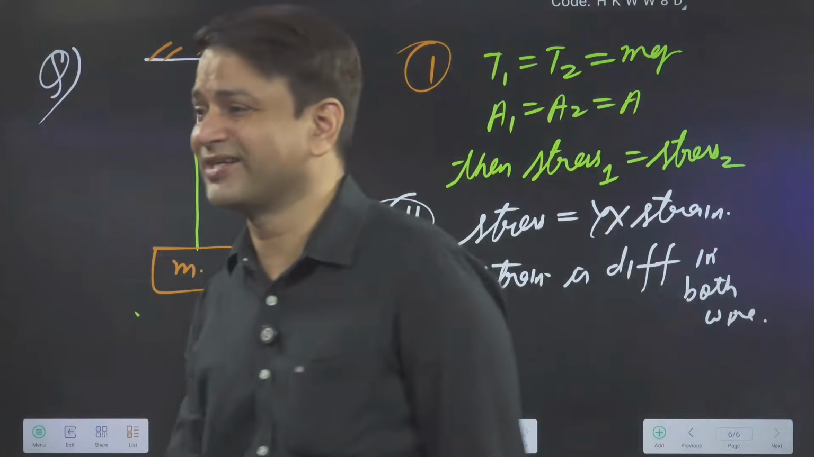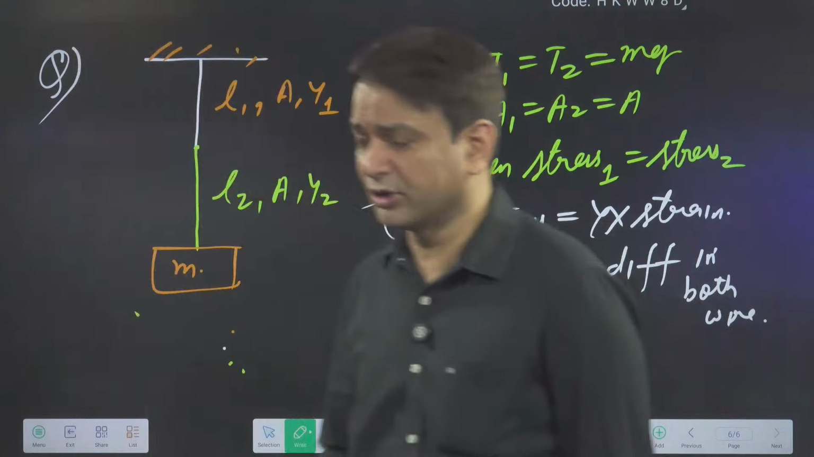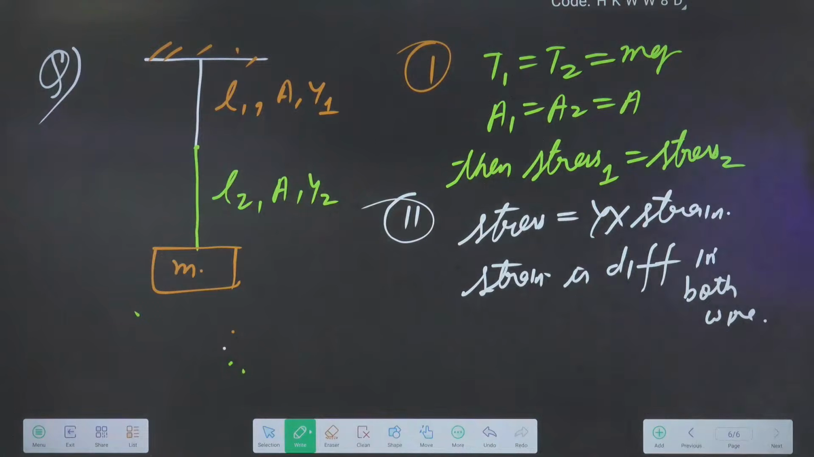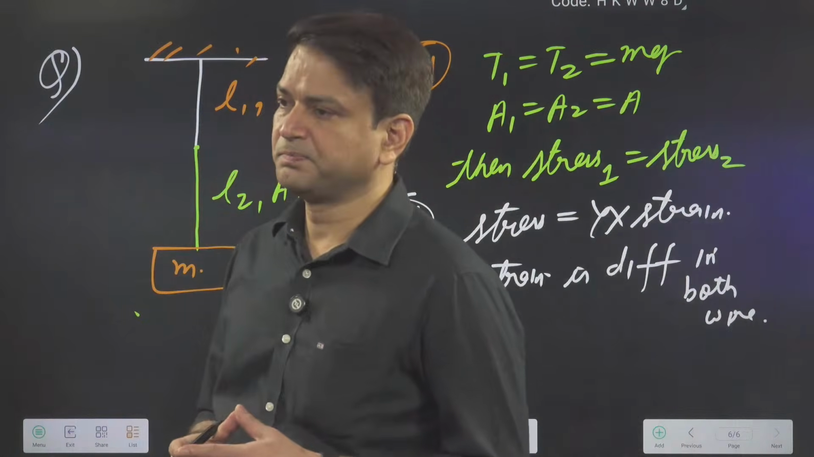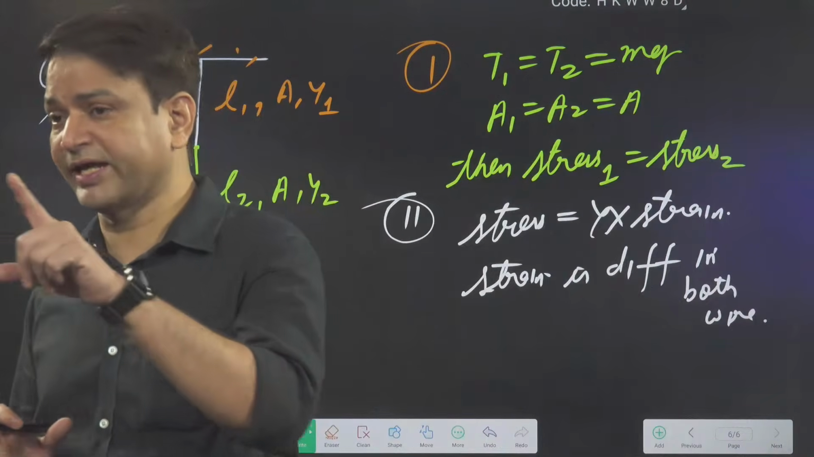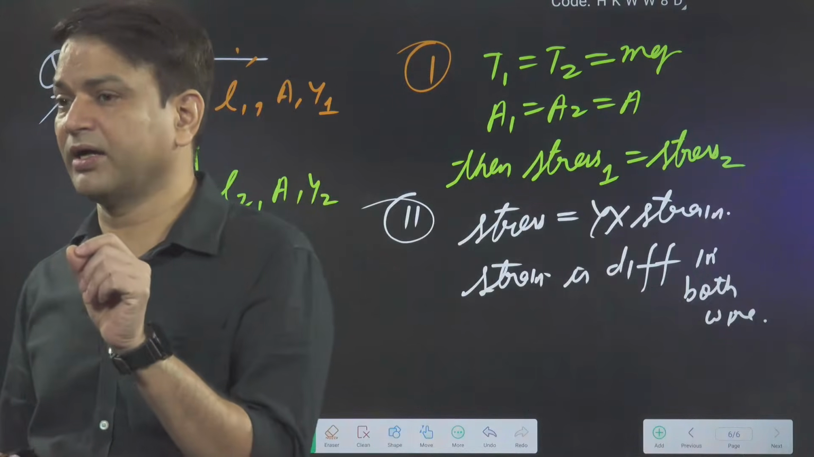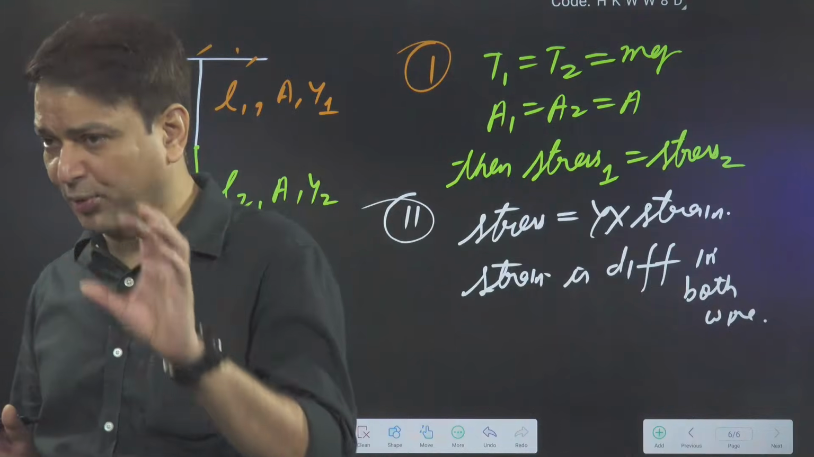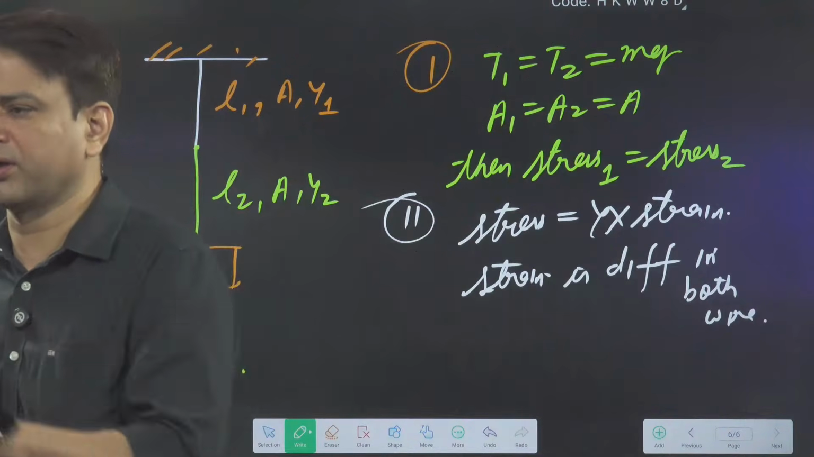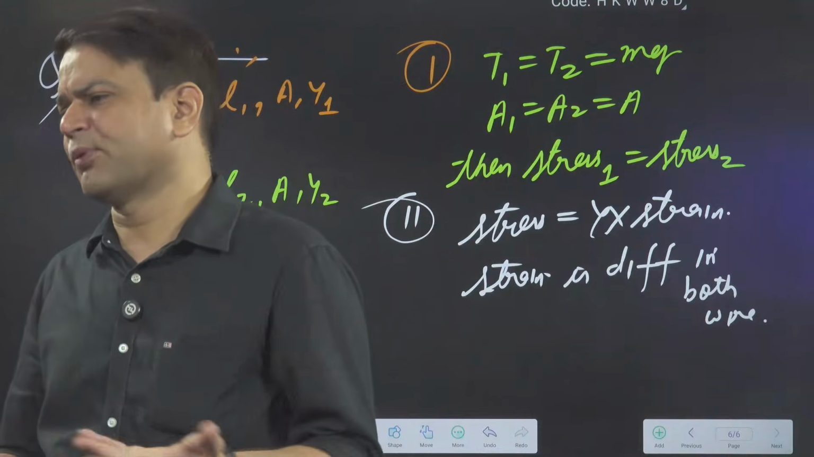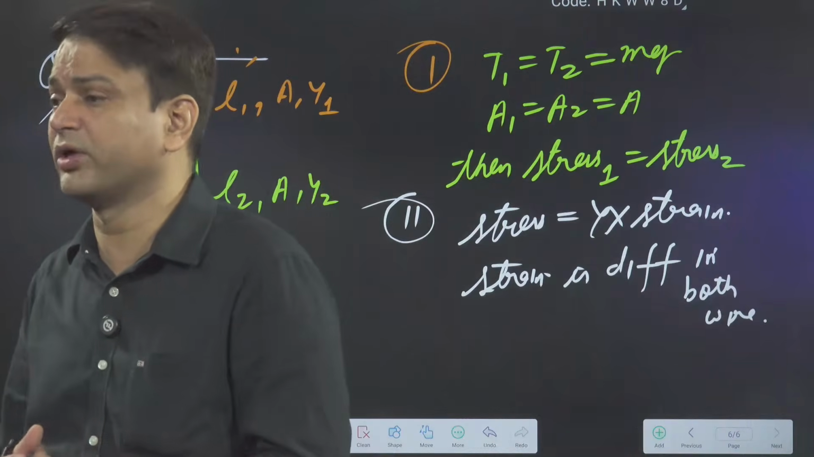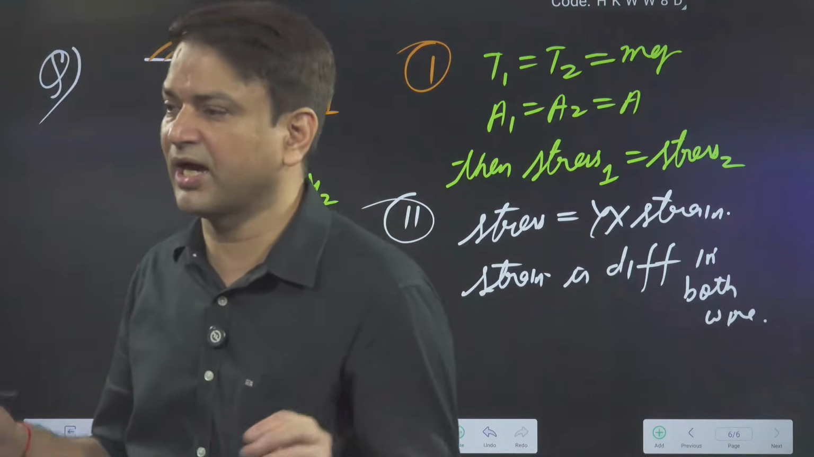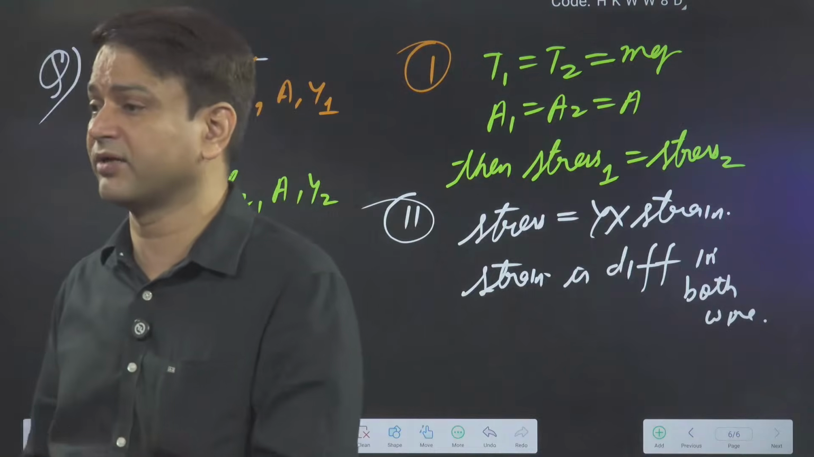Okay, what about delta L? Can anybody say something about the change in length? Will delta L1 be more, or delta L2 be more, or both equal? We cannot say anything. The reason is that I gave the length different, so L1 and L2 are different. Strain is different, meaning delta L1 upon L1 is not equal to delta L2 upon L2. We cannot determine. We need some other data, like the Y relation, then only we can relate.